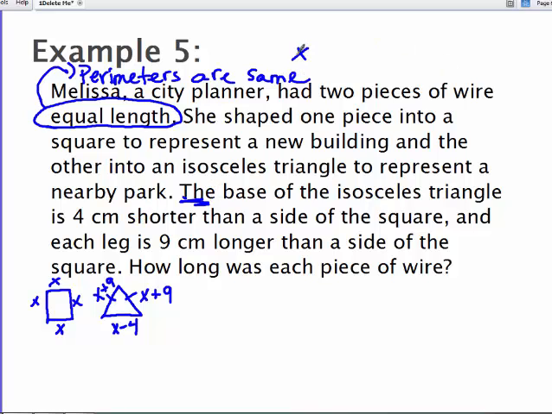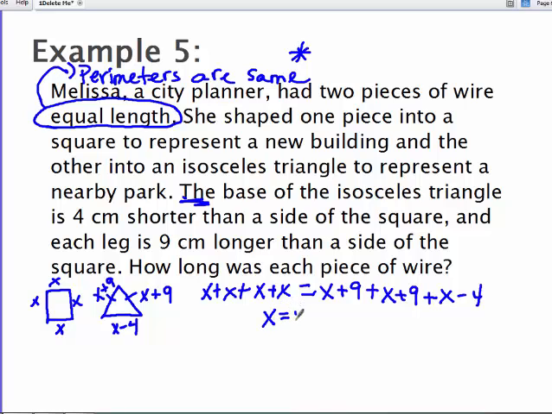Here we go. Back to this information. The perimeters are the same, which means x plus x plus x plus x for our square. That perimeter is going to be the same as our x plus 9 plus x plus 9 plus x minus 4. The perimeter of the square equals the perimeter of our triangle. Now, as you solve down, you will get 14 for your x value.